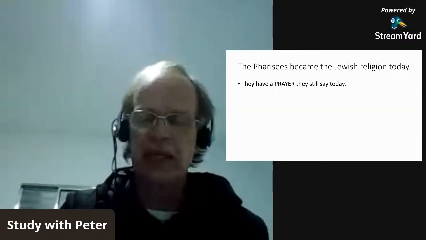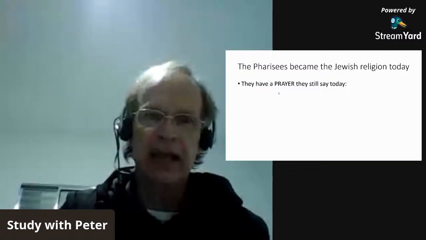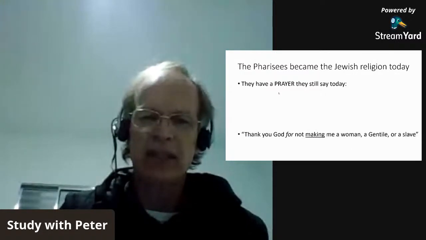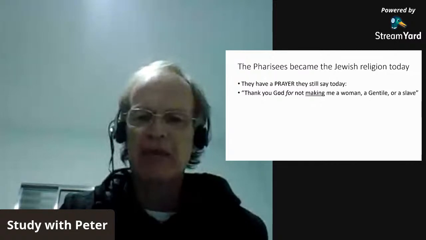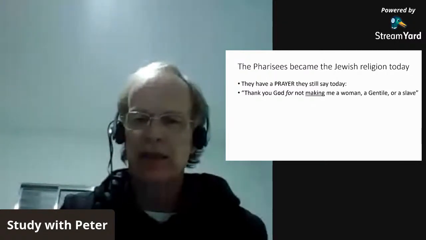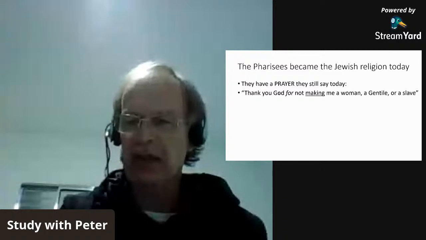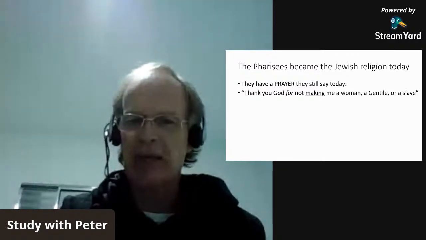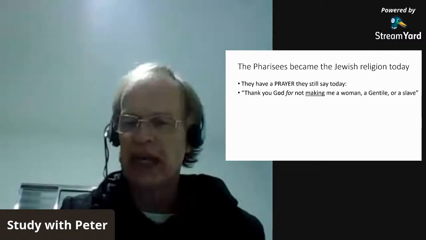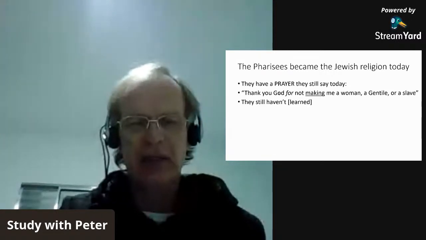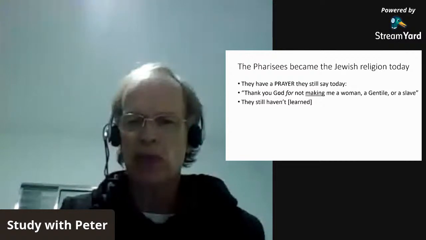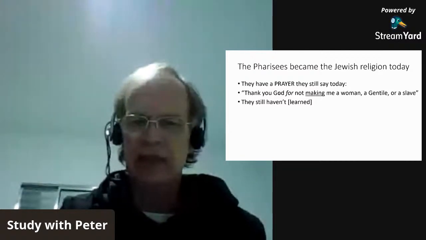And the Jews in church, in synagogue, I should say, they have a prayer that they still say today. And what is it? Thank you, God, for not making me a woman, a Gentile, or a slave, escravo. So thank you, God, for not making me a woman, a Gentile, or a slave. Oof. They still haven't learned. So here's the gerund, thank you for, and then that's the preposition, not making me a woman. They truly have not learned.